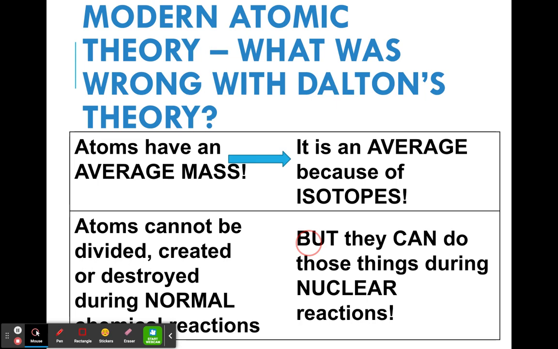Also, he said that atoms cannot be divided, created, or destroyed at all. But actually, it's true that atoms can't be divided, created, or destroyed during normal chemical reactions, but they can and do during nuclear reactions. Nuclear reactions, as the name implies, are reactions that involve the nucleus. And so, you can divide the nucleus, you can combine nuclei of different atoms. And so, Dalton was mistaken about that as well.